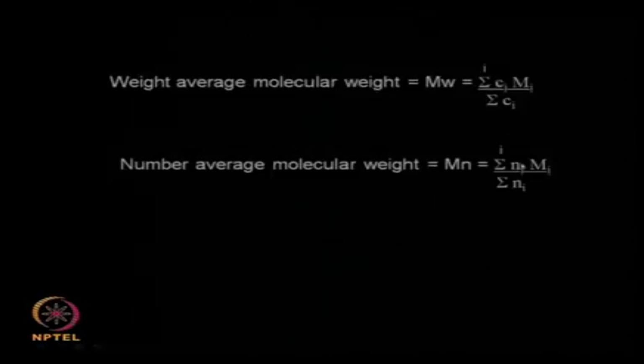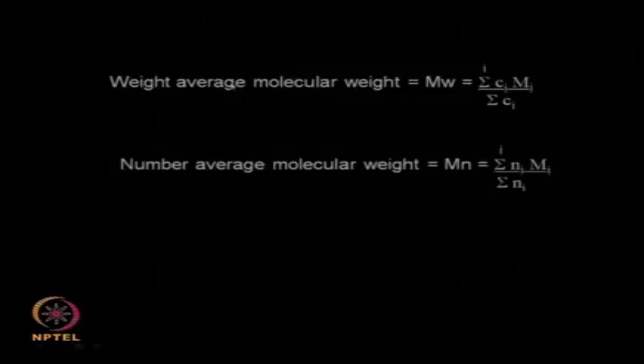Similarly you can have the number average molecular weight, that means you have the number of molecules of the same species having a particular molecular weight Mi. So here Mn, the number average molecular weight, is given by the summation of Ni Mi divided by the summation of Ni, where Ni is the number having molecular weight Mi.